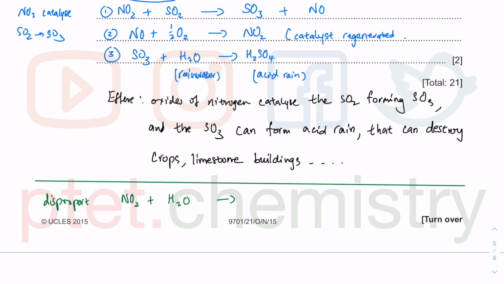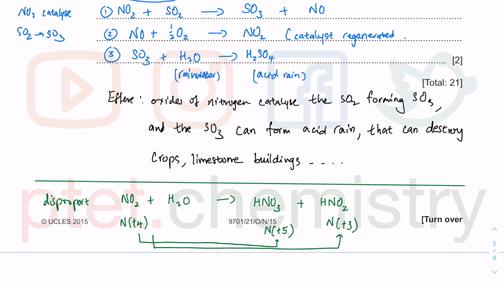So this disproportionation reaction would actually form HNO3, but that is not the only product it will form, and you will not be able to balance this equation unless you know the other product as well. So that is nitrite ion, and this is nitrate ion, nitrogen +5, and nitrogen +3, oxidation state from the redox topic. This is nitrogen +4.